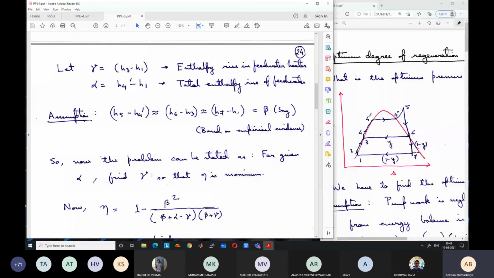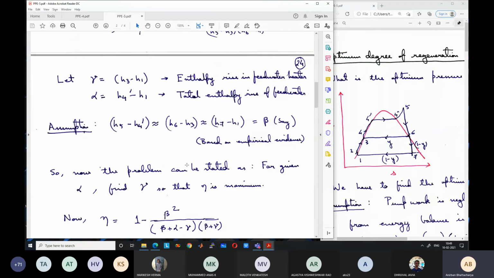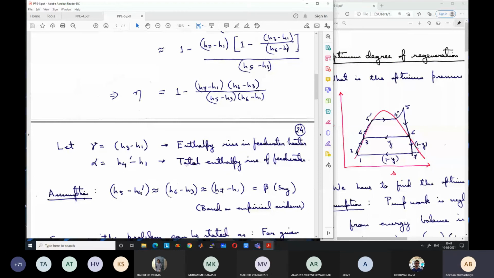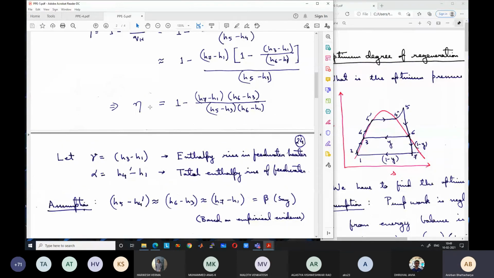So eta is 1 minus (H7 minus H1). As per our assumption, H7 minus H1 is beta. So 1 minus beta, times (H6 minus H3), that is also beta. So 1 minus beta square, divided by H5 minus H3.